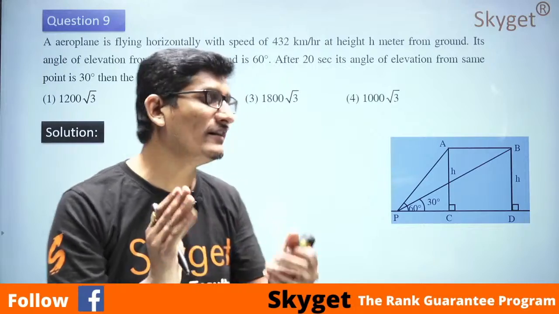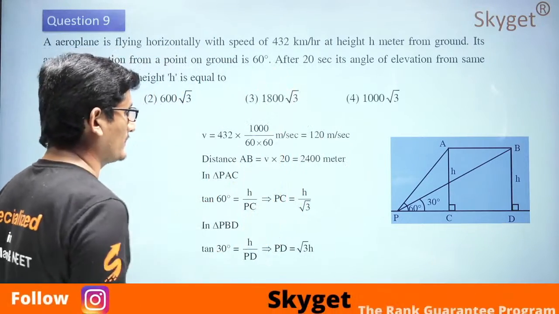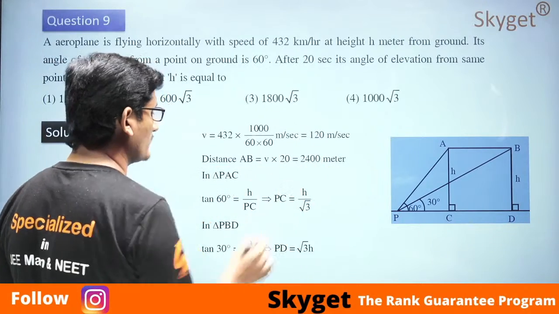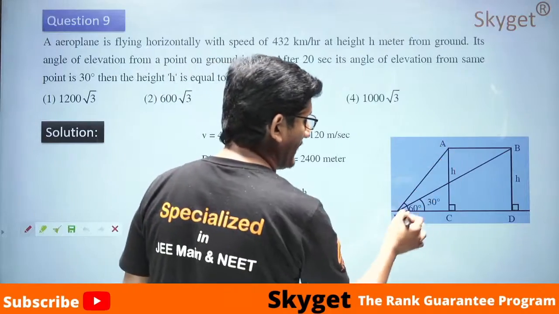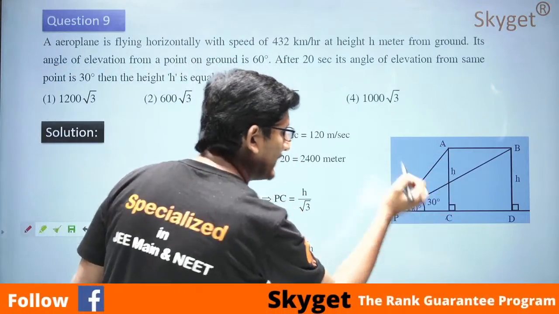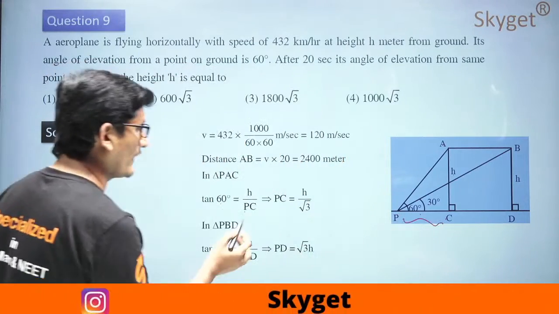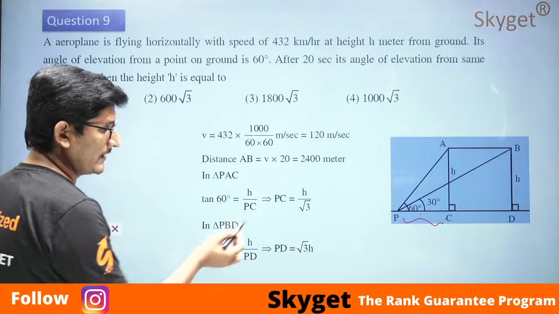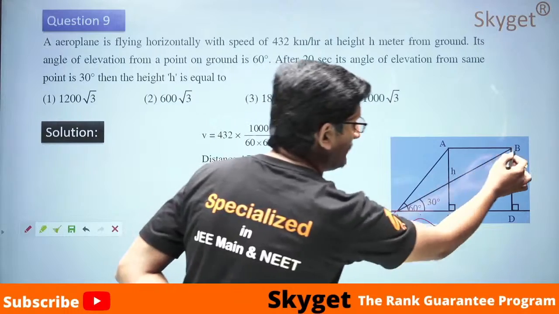So we use the tan formula. First of all, we changed 120 meters per second, and then we get the distance 2400 meters. First triangle I am taking is triangle APC, tan 60 degrees. Tan 60 degrees is equal to opposite side by adjacent side. So opposite side is H, adjacent side is PC. Tan 60 value is root 3, so PC is equal to H by root 3.